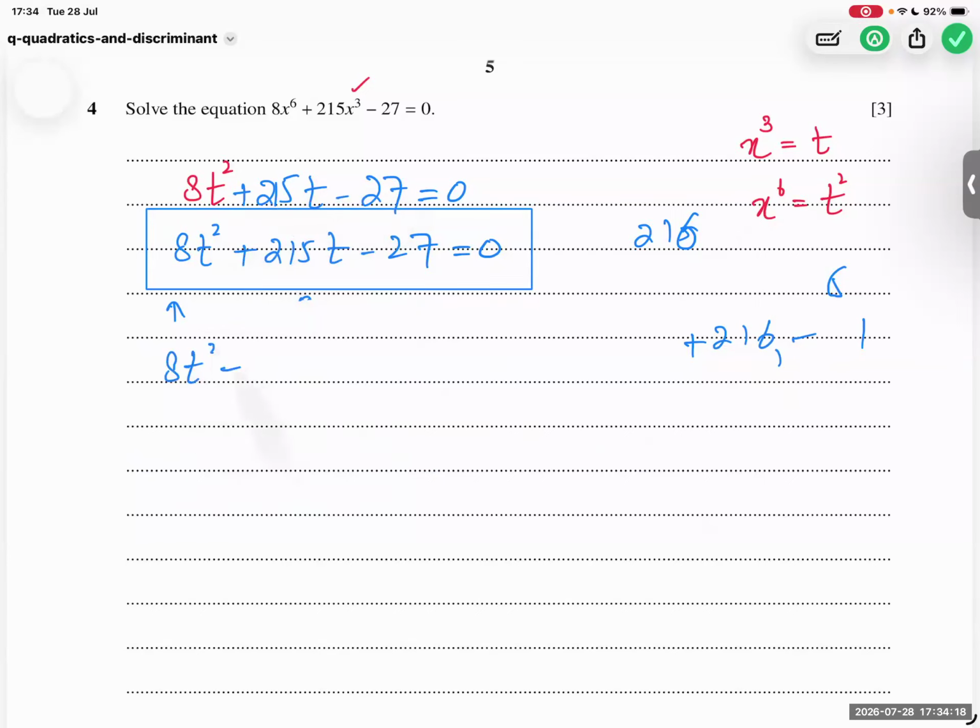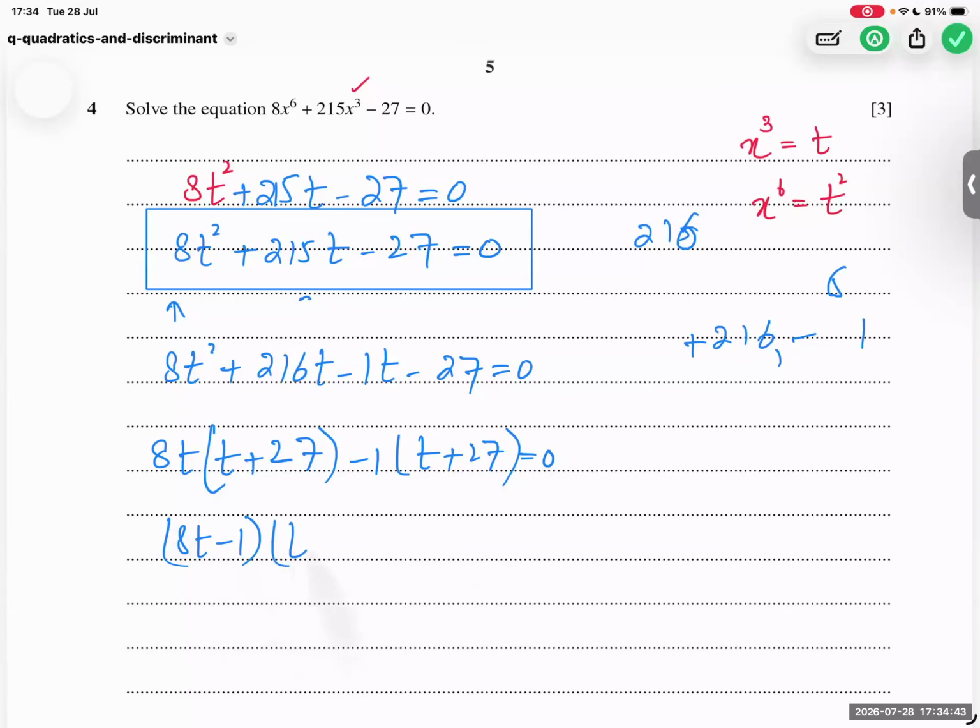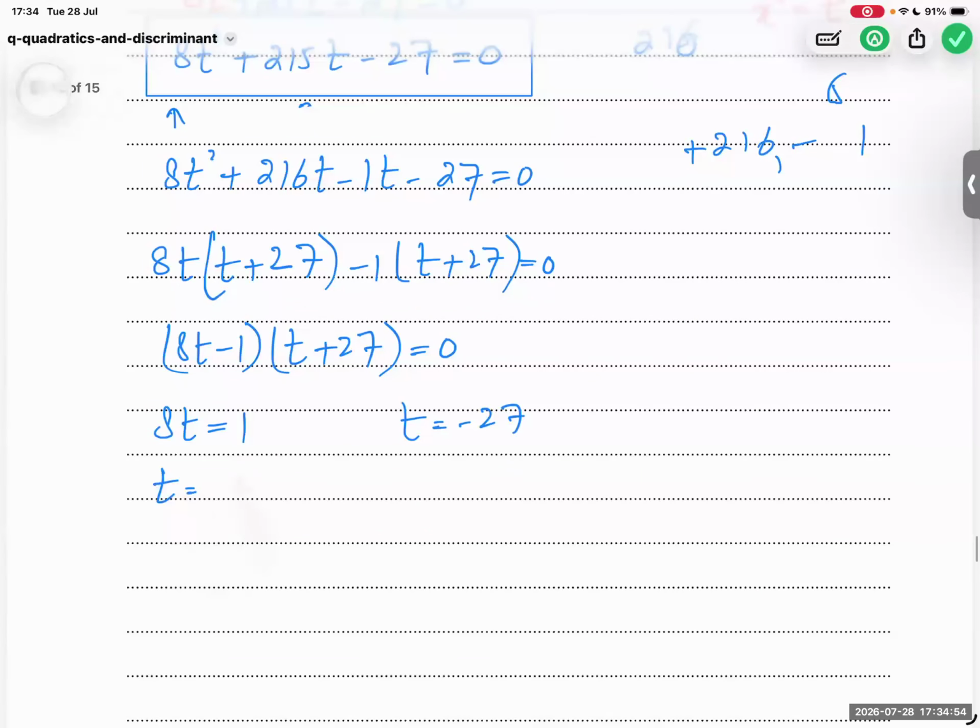So 8t square plus 216t minus 1t minus 27 is equal to 0. So we can take 8t common, making it t plus 27 and minus 1 (t plus 27) is equal to 0. So that would be (8t minus 1)(t plus 27) is equal to 0, giving us 8t is equal to 1 and t is equal to negative 27. t is equal to 1 by 8 and t is equal to minus 27.